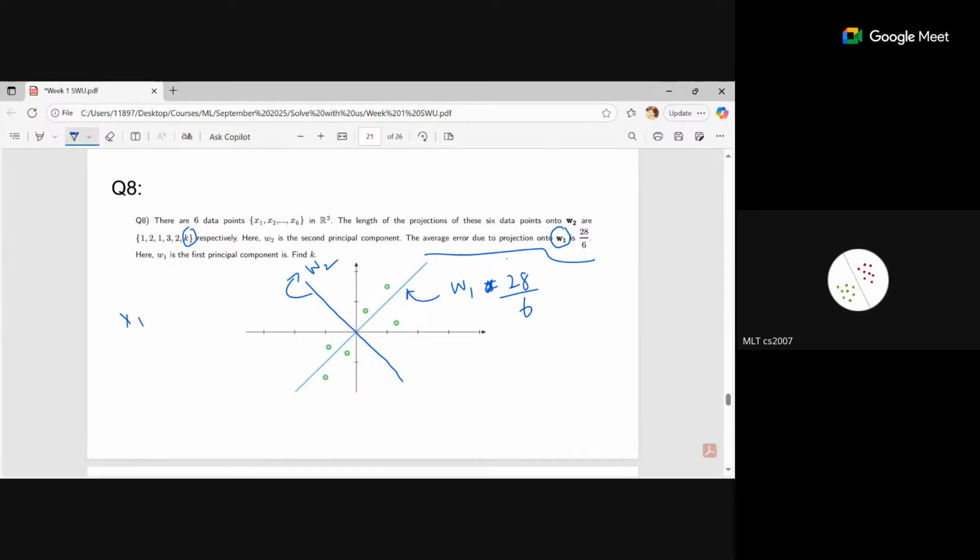So for x1, the length of the projection is given to be 1. For x2, the length of projection is given to be 2, and so on. What is not known to us is what k should be. Corresponding to data point x6, what is the length k? What is the projection of the data point x6 onto W2? That is given to be k, but we don't know what this k is. But what additional information is given to us is the average error due to projection onto W1 is 28/6. So this is what we will use to solve this question.